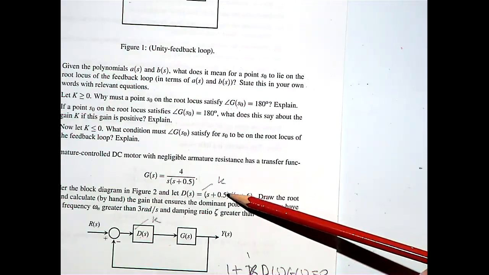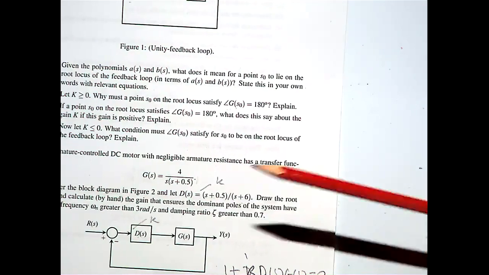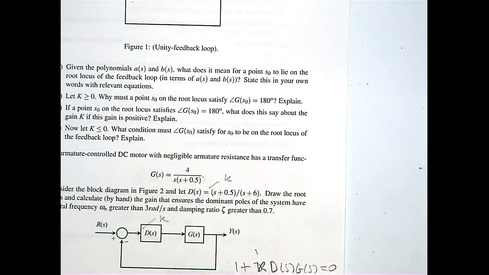Now what's interesting about this is, note that there is a zero at minus 0.5 in the controller, and then there is a pole at minus 0.5 in the plant. What do you think would happen in this case with the root locus? You will have pole zero cancellation. So what you would need to do is the following. What are the poles and zeros of this whole thing?